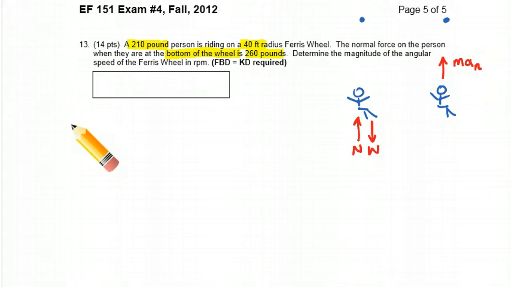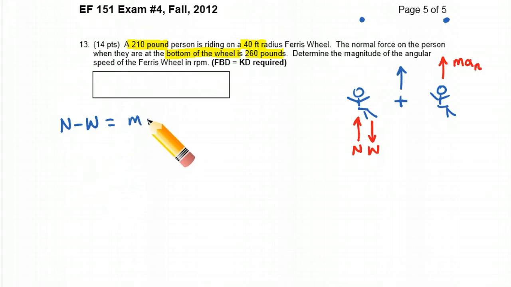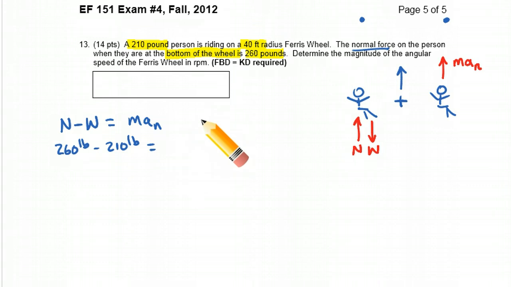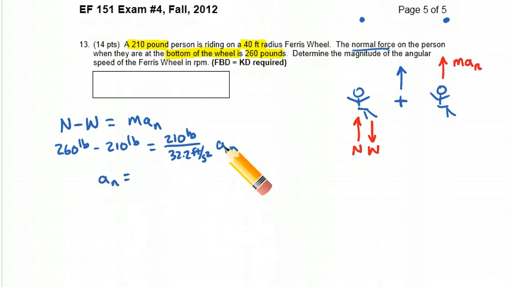So from our free body diagram and kinetic diagram, if we use positive as upward, the way we've drawn things, we would have the normal force minus the weight equal to m(a) sub n. The normal force is given, 260 pounds. The weight is given, 210 pounds. The mass is the person's weight divided by 32.2, and the normal acceleration can then be really easily calculated.